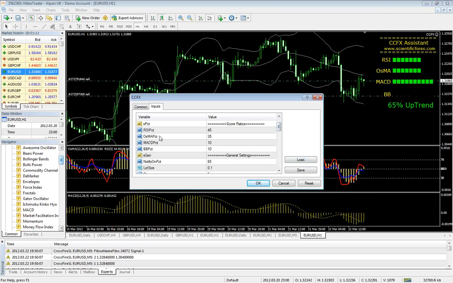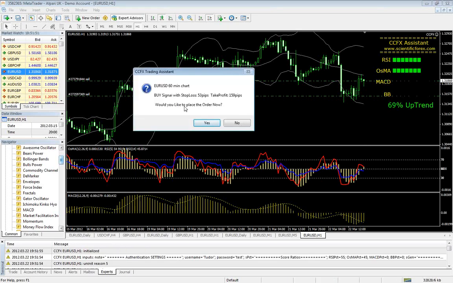And as I said, it gives more score ratio to RSI and OSMA. Here we have 45% of score ratio. So 45% of the signal goes to RSI, 35% to OSMA, 10% for MACD and Bollinger Band. If you want, you can readjust them. Like if you want to use only RSI and OSMA, set this one to 0, this one to 0, and just add 10 more for each of them. Okay, just watch your screen.